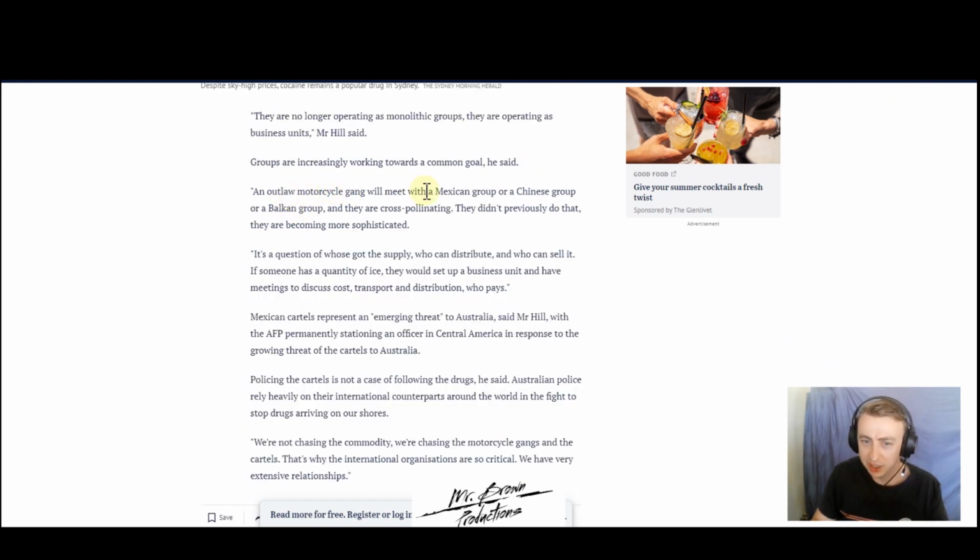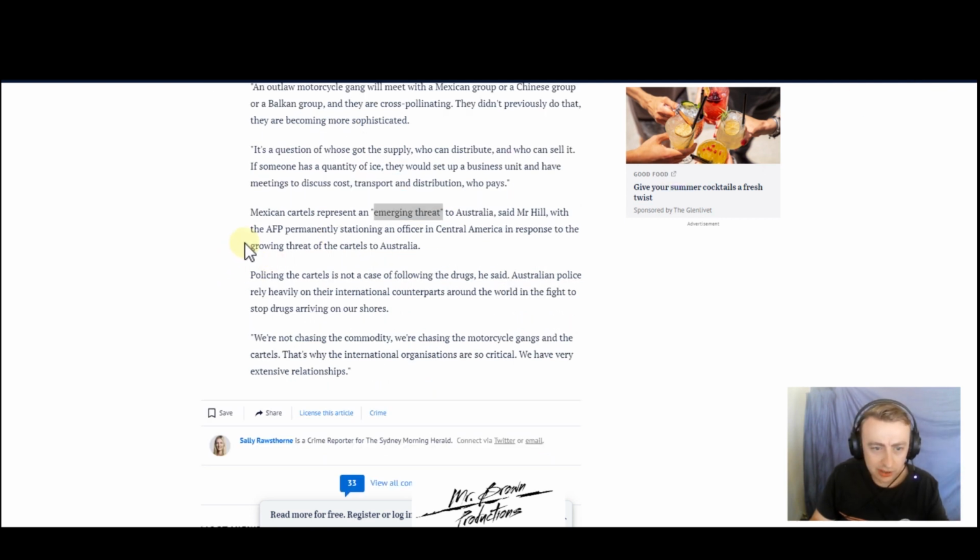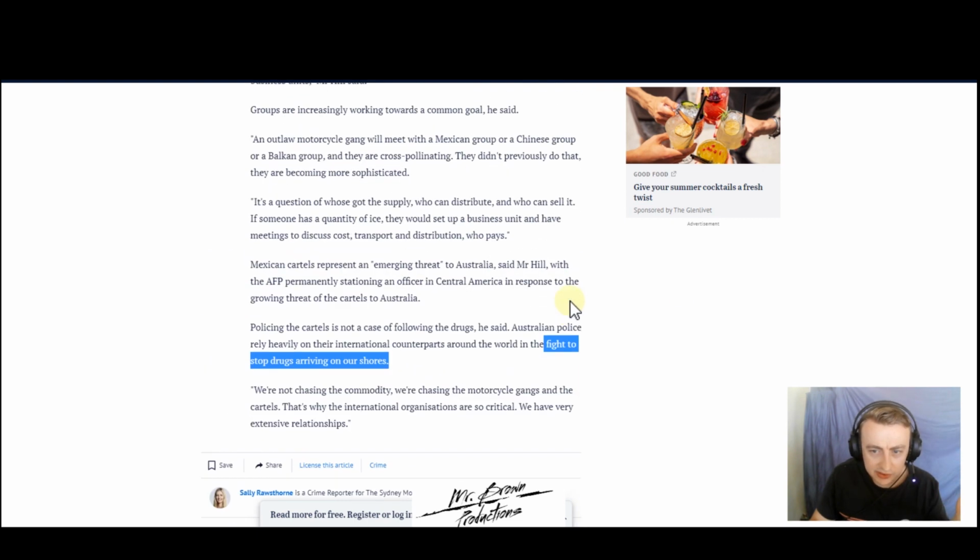Outlaw motorcycle gang will meet with Mexicans and Chinese people. They're cross-pollinating. You know, this idea of racially motivated violence. You know, white people can't commit crime, obviously. So we're up to 13, 14. 15, emerging threat. 16, growing threat. Fighting to stop drugs, you know. So there's like 15, 16 quantitative instances where the language used in this article is seeking to increase fear of others.